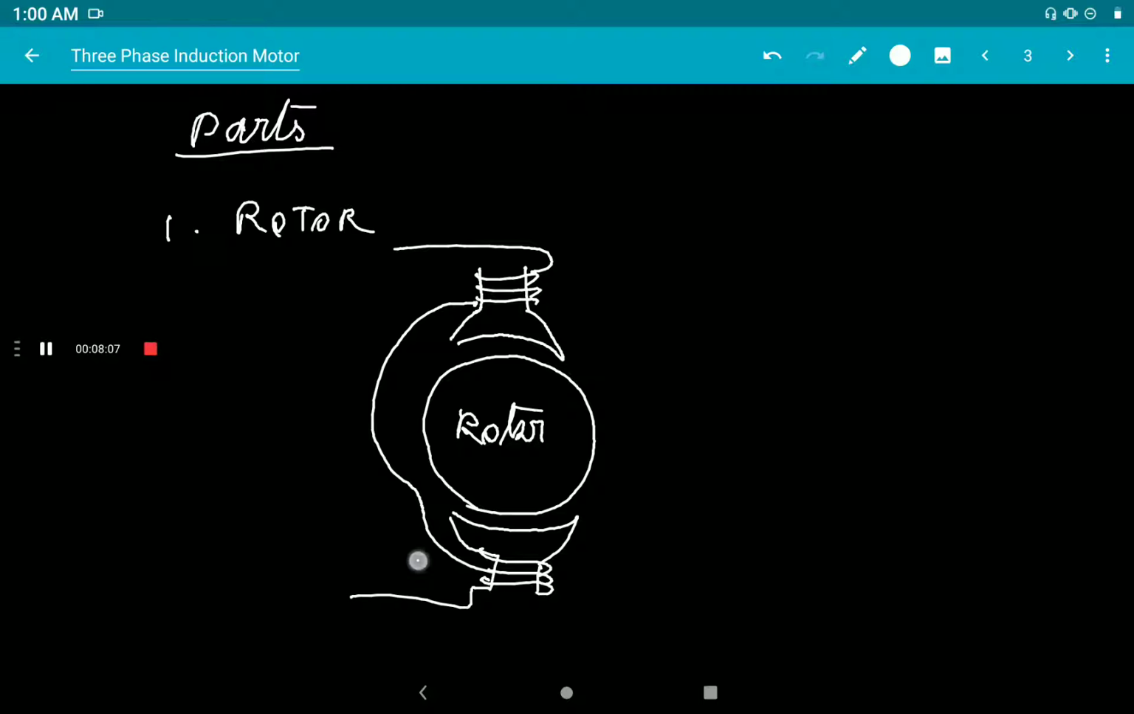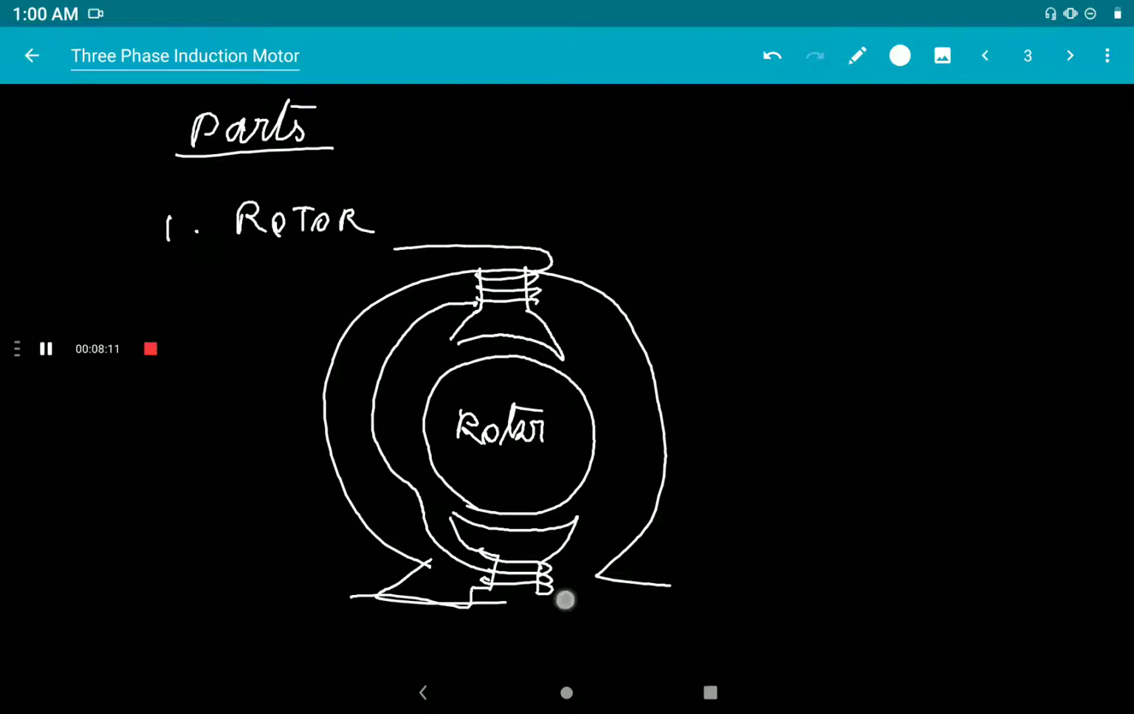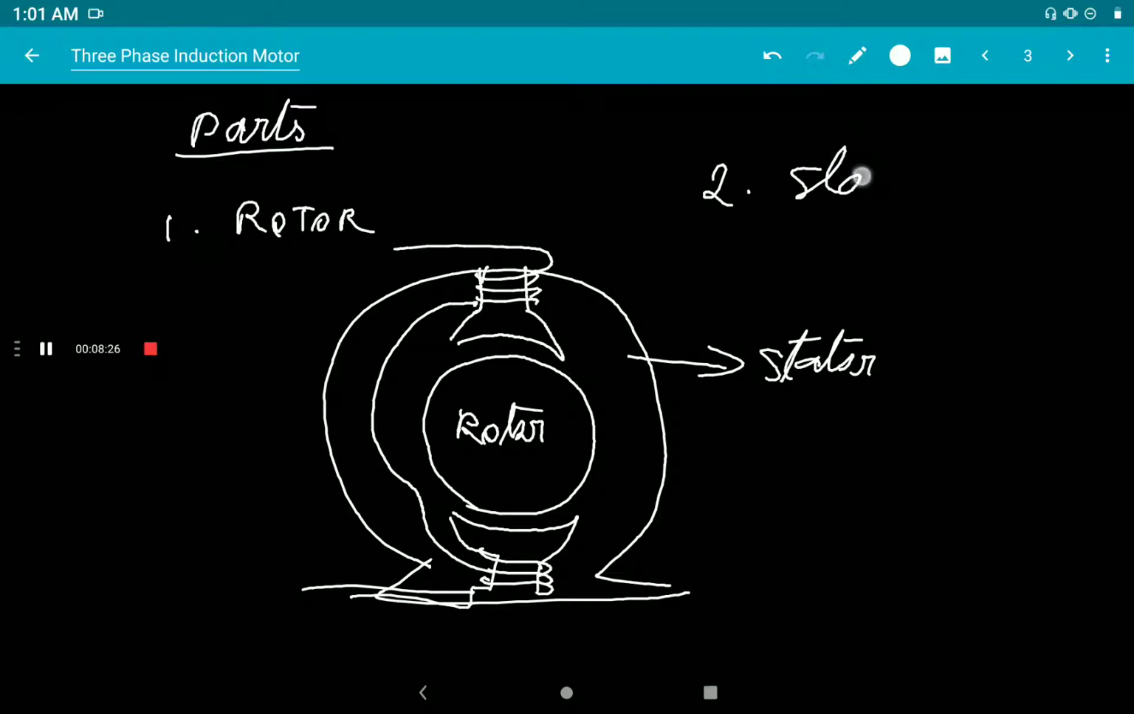Okay. And the whole machinery is mounted on a pole. And this part which houses the magnetic poles is called the stator. The second part is the rotor.